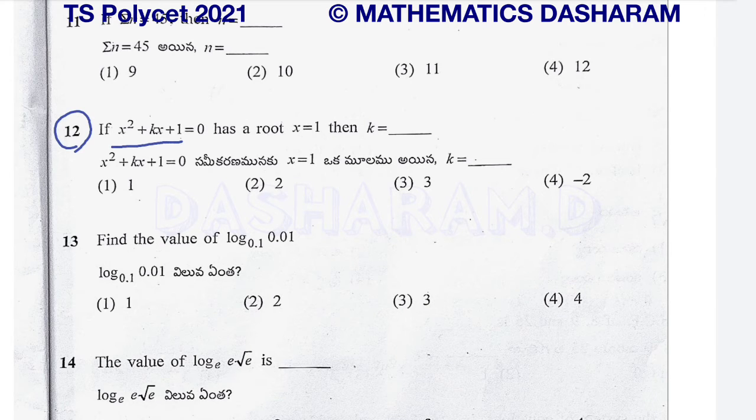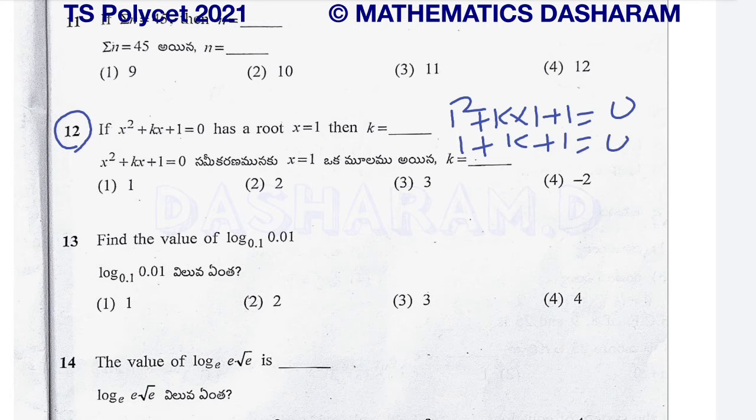If x square plus kx plus 1 equals 0 has a root x equal to 1, then what is the k value? So x equal to 1 is a root, nothing but x equals to 1, substitute in the given quadratic equation, then you will get the k value. So 1 square plus k into 1 plus 1 equal to 0. 1 square is 1, k into 1 is k, plus 1 equals 0. 1 plus 1 is 2, equal to 0, then k equal to minus 2. So here option 4 is correct.